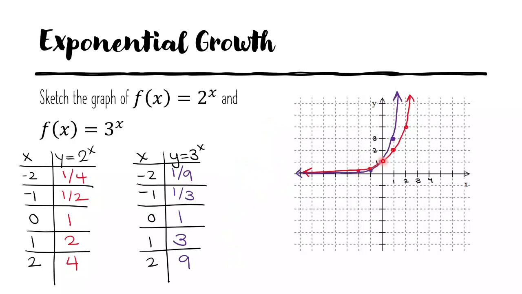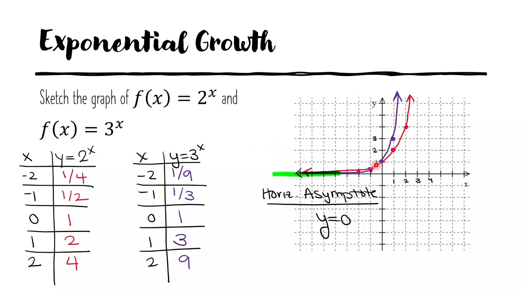And notice we have the same y-intercept. X is 0, y is 1. And then x is 1, y is 3. X is 2, y is 9. That's actually off my graph paper. So 3^x, as the base gets bigger, looks a lot like 2^x, but the graph is a little bit steeper on the right side and a little bit flatter on the left side.